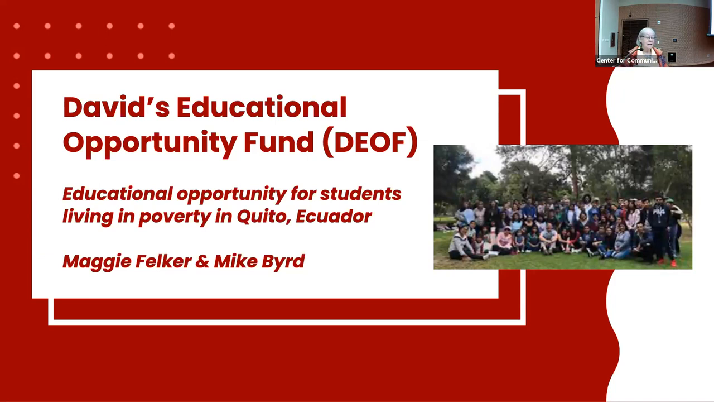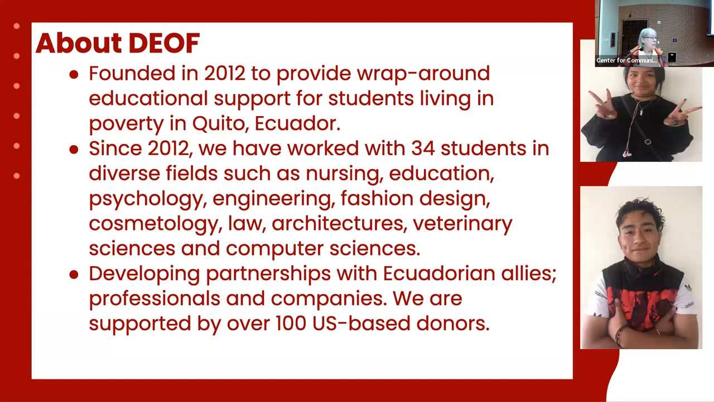Since we've incorporated in 2012, we've supported around 35 low-income students, mainly in Quito, Ecuador, as they pursue higher education. We are truly a wraparound service. We provide everything from payment for dental care to another apartment if someone needs to live separate from their family because of abuse issues. We try to remove barriers to kids graduating and getting their education. So we've graduated students in psychology, engineering, fashion design, cosmetology, a variety of fields. And now we're developing partners in Ecuador who support our mission and give our young people pasantías or internships.